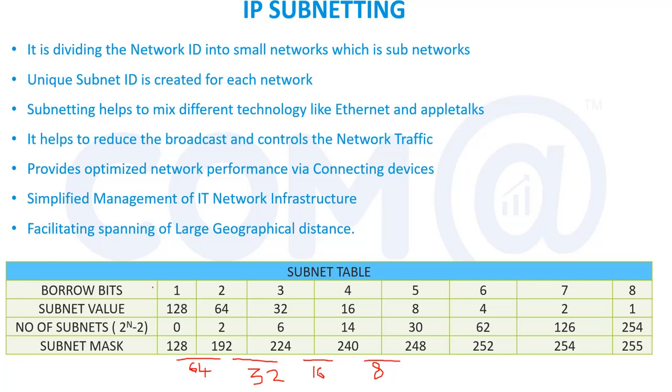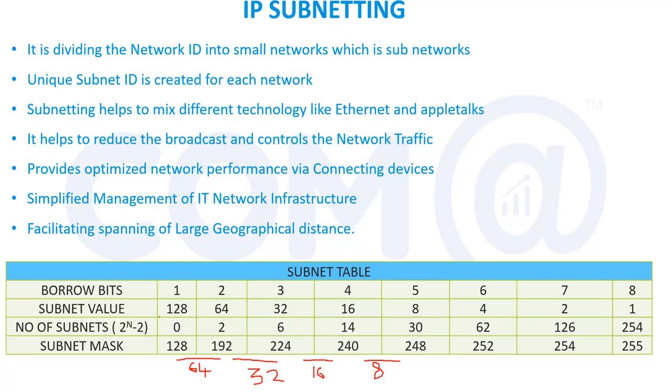Accordingly, the subnet value changes. So here we have to remember the binary calculation, right? 2 power 0 is 1, 2 power 1 is 2, 2 power 2 is 4, 2 power 3 is 8, 2 power 4 is 16, 2 power 5 is 32, 2 power 6 is 64, 2 power 7 is 128, and 2 power 8 is 256. So this is the 2 power table at the minimum numbers. Now, for the subnet value, it will be like 128, then 64. So it is coming in reverse order.